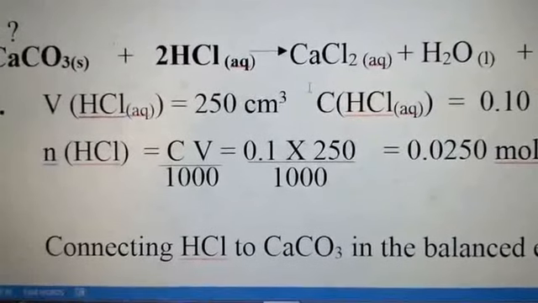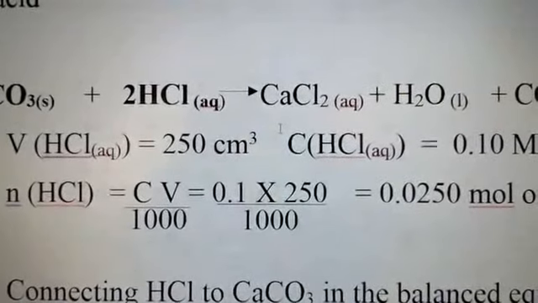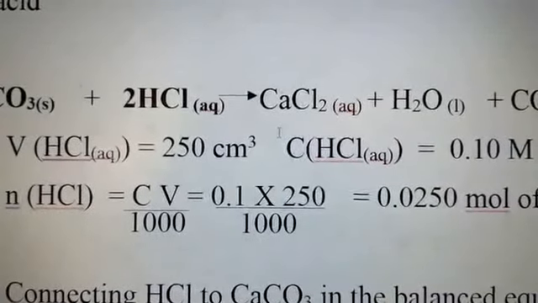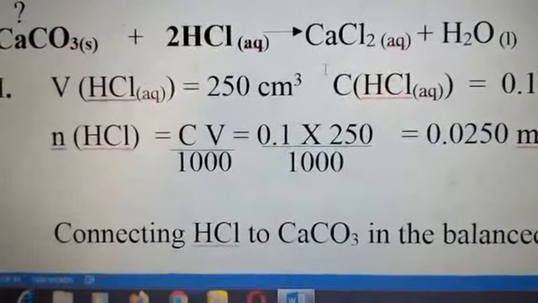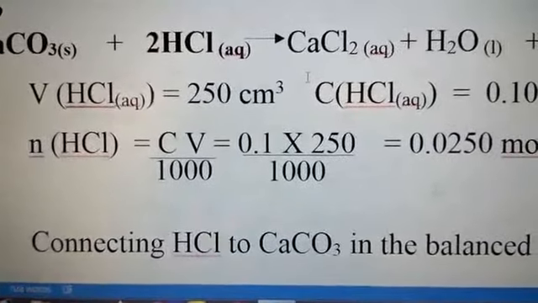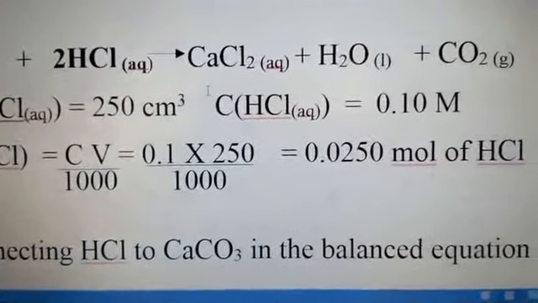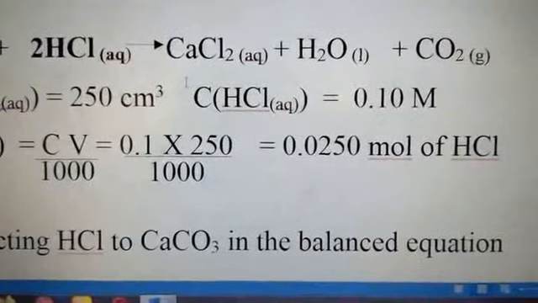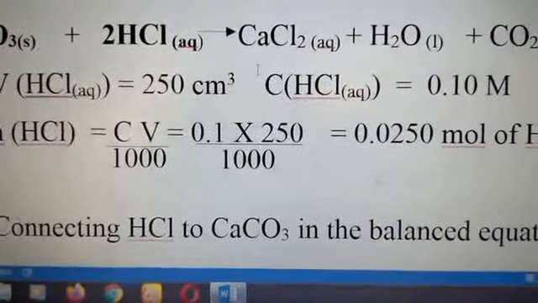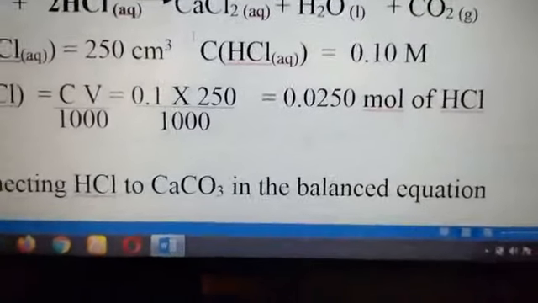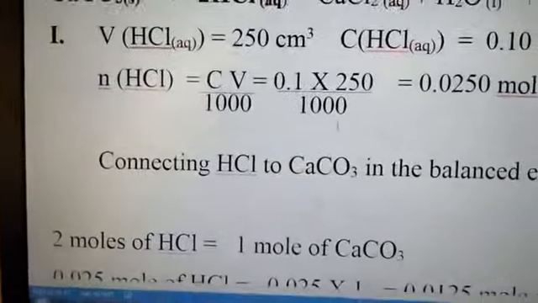So n equals CV works out if the volume is in dm cube, decimeter cube or liters, because 1 dm cube is equal to 1 liter. But if the volume is in centimeter cube, you need to divide by 1000 so that you can convert the volume to dm cube. So making substitution with the values given to you, 0.10 M, capital M meaning mole per dm cube. So 0.1 times 250 over 1000 gives you 0.025 mole of HCl.